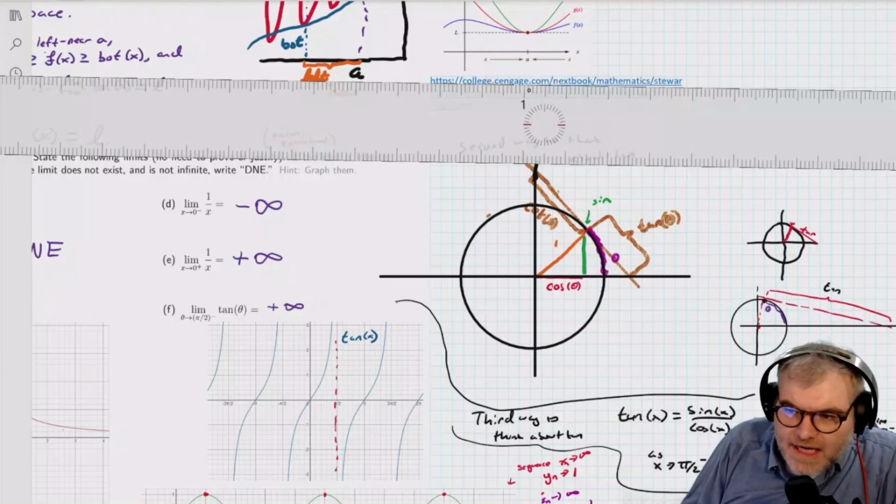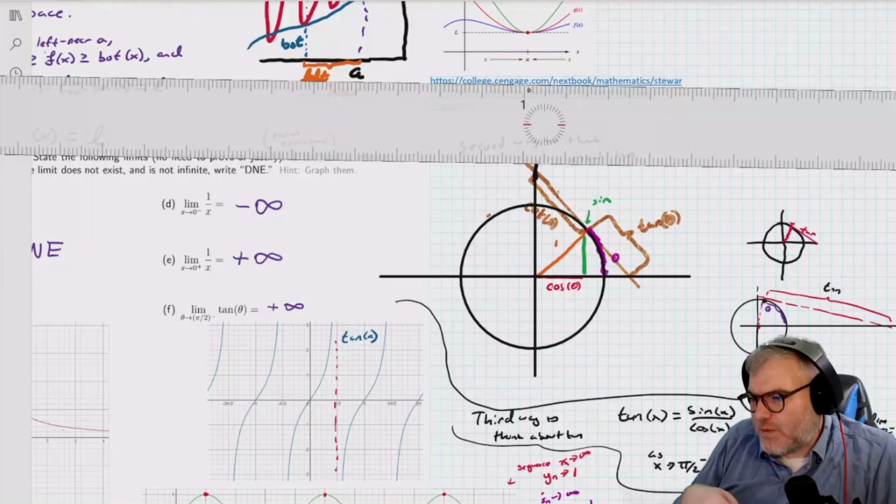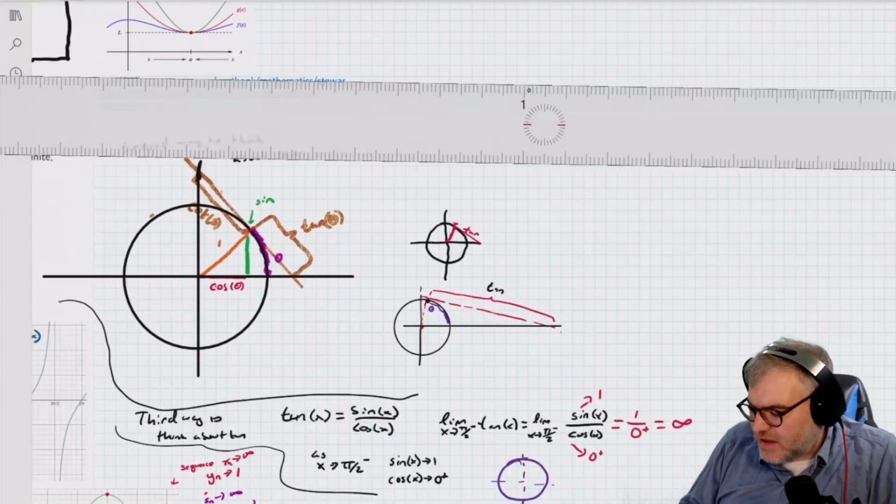The question was, how do we feel about the tangent? Yes, you can use a calculator and keep throwing in numbers that approach pi over 2. But really, the best thing to do is to have one of these conceptions in your brain.